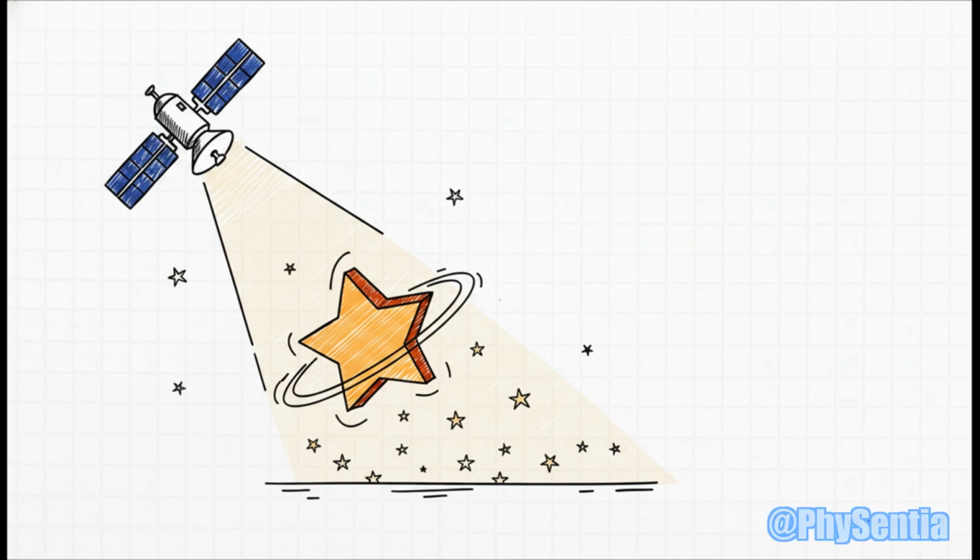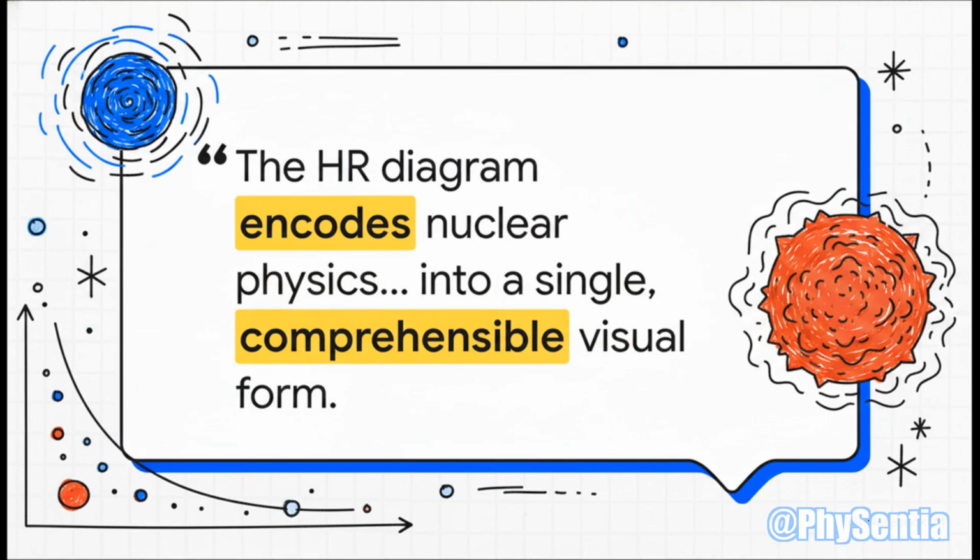And, theoretically, we are even moving beyond just 2 axes. New 3D stellar models are pushing the boundaries by adding dimensions for stellar rotation and chemical composition. It's making our understanding so much more robust. There's this great quote: "The HR diagram encodes nuclear physics, gravitational physics, quantum mechanics, and fluid dynamics into a single, comprehensible visual form." I mean, that perfectly captures why this single tool remains the undisputed crown jewel of stellar astrophysics.